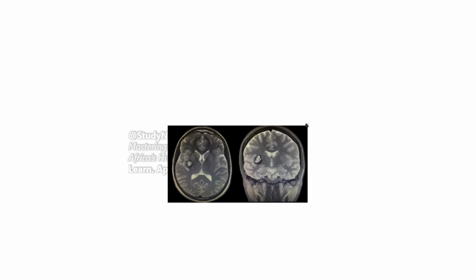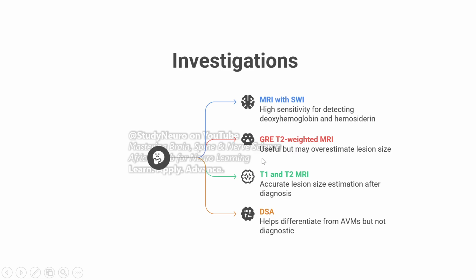This is the MRI showing a cavernoma in the temporal lobe with a hemosiderin ring, which is this hypointensity here. Cavernomas are typically angiographically occult, lacking visible feeding arteries or draining veins.